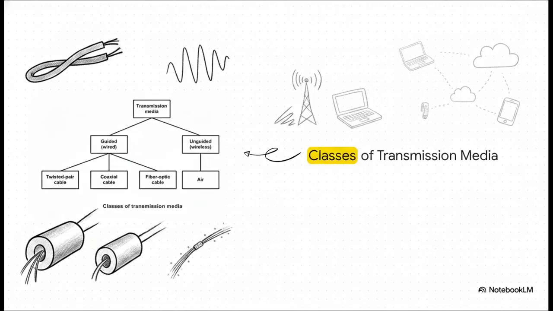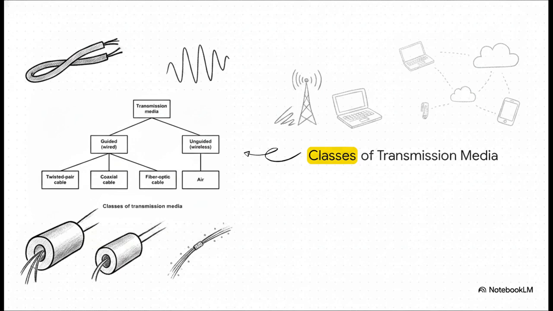And if we break these two classes down, we get our specific lanes. Under guided or wired media, we're talking about specific cable types like twisted pair, coaxial cable, and fiber optic cable. Under unguided or wireless media, we're primarily dealing with signals propagating through the air or atmosphere.